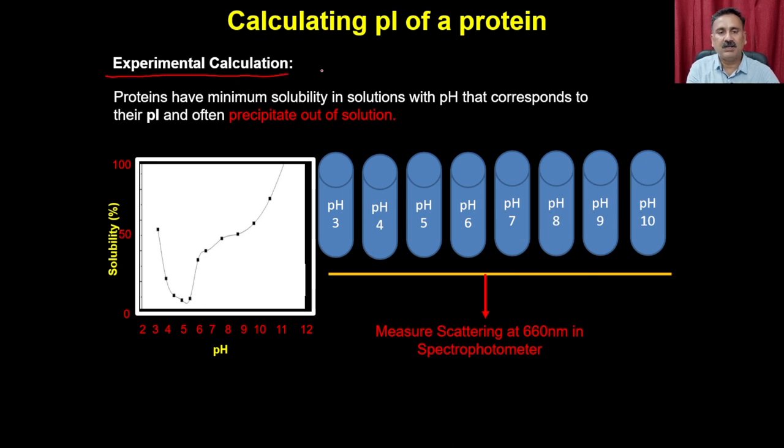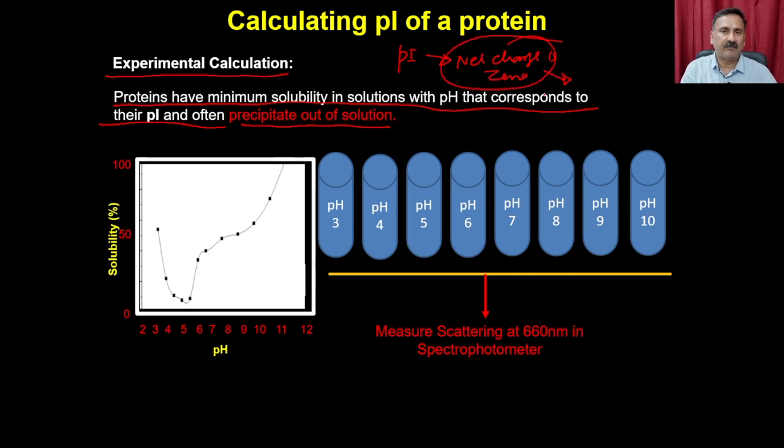The experimental method is based on the basic principle that proteins have minimum solubility in a solution with a pH corresponding to their PI, and often precipitate out of the solution. This means that at the PI, the net charge is zero. Because the net charge is zero, the protein does not interact with the solvent molecules, and as a result it has minimum solubility. How are you going to monitor the solubility? If it has lower solubility, it is going to form a precipitate, and these precipitates are going to scatter light, which can be measured with the help of a spectrophotometer.